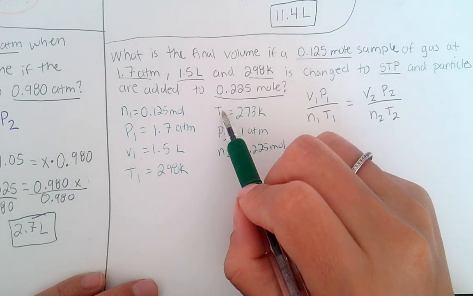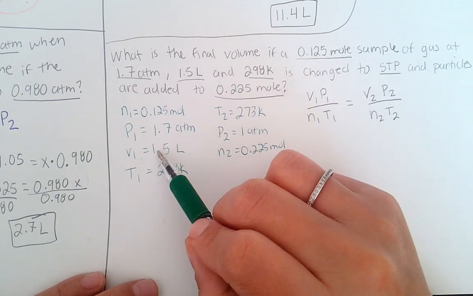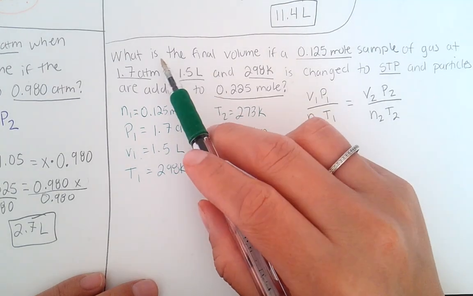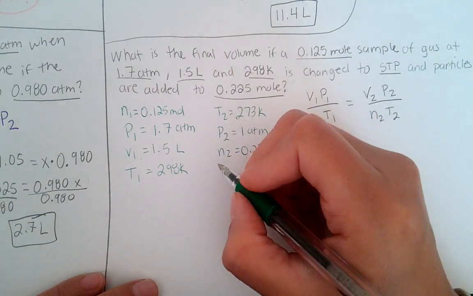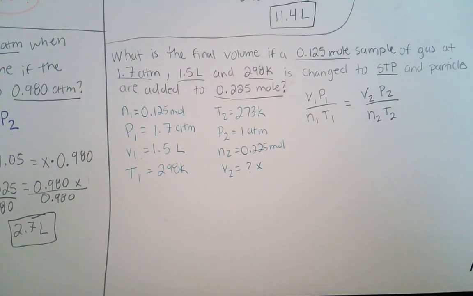So if we look at this list, we have T1 and T2, we have P1 and P2, we have N1 and N2. What are we missing? We are missing volume. And that's what it's asking us at the beginning. What is the final volume? So our V2 is going to be our question mark, better yet known as our X.